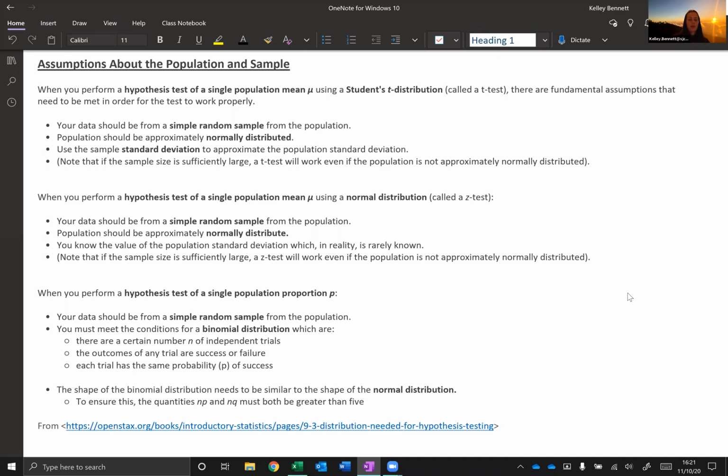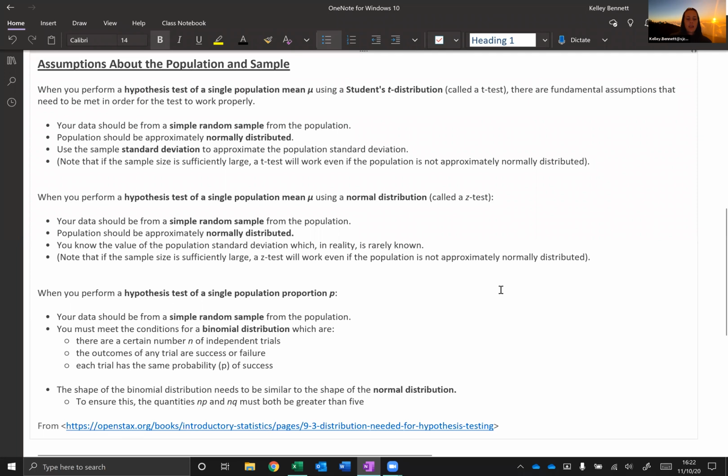If, on the other hand, we're going to use a hypothesis test for a single population mean mu using a normal distribution or a z-test, we still need to have our simple random sample. We need to have that the population is approximately normal or that our sample size is 30 or larger. And in this case, we're going to use the population standard deviation as it's given to us.